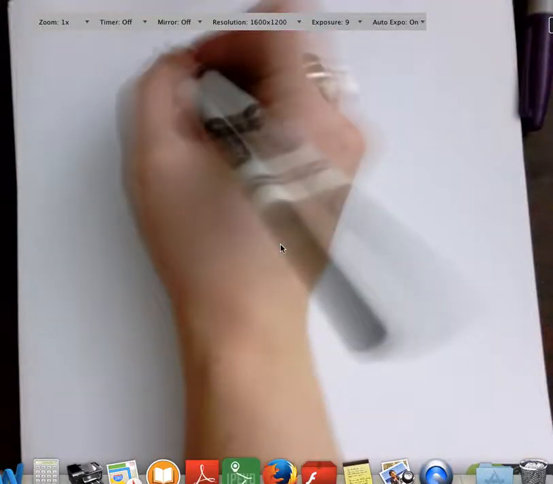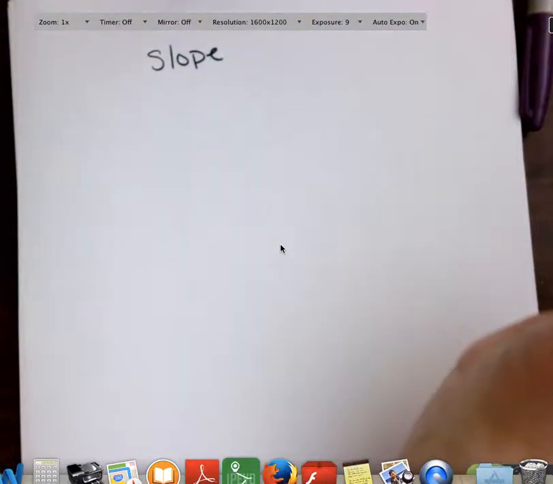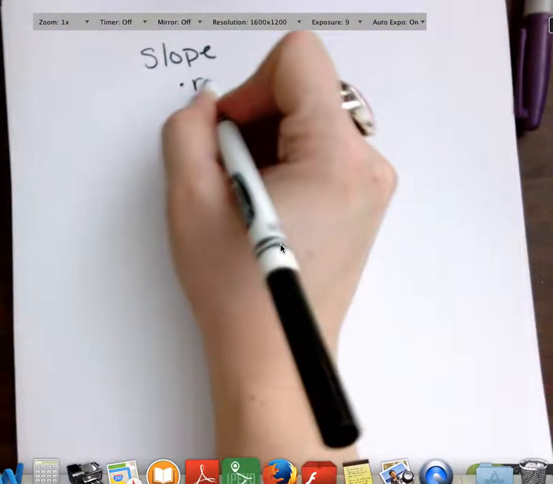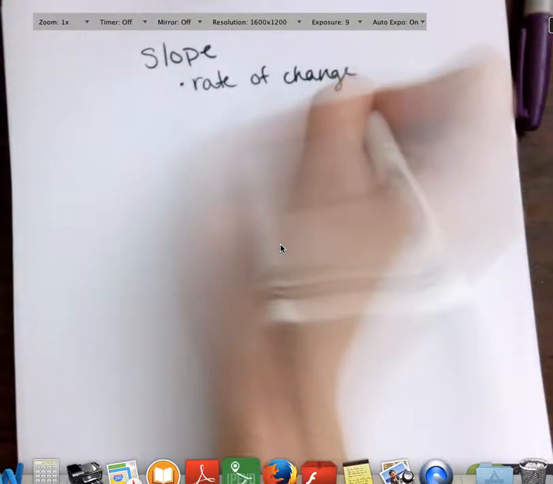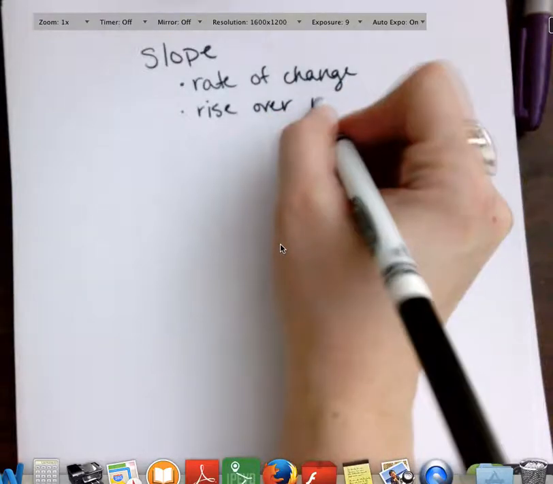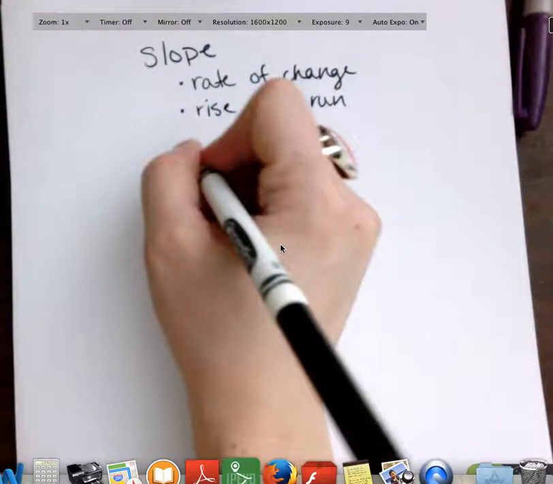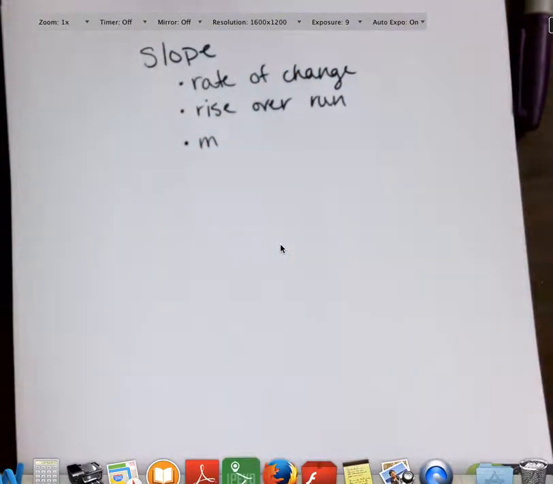All right, so slope. What is slope? Slope can be referred to as a number of things. We could talk of this as our rate of change. It could also be rise over run. And you will also see it in formulas as the letter M. The letter M will represent slope. Okay.